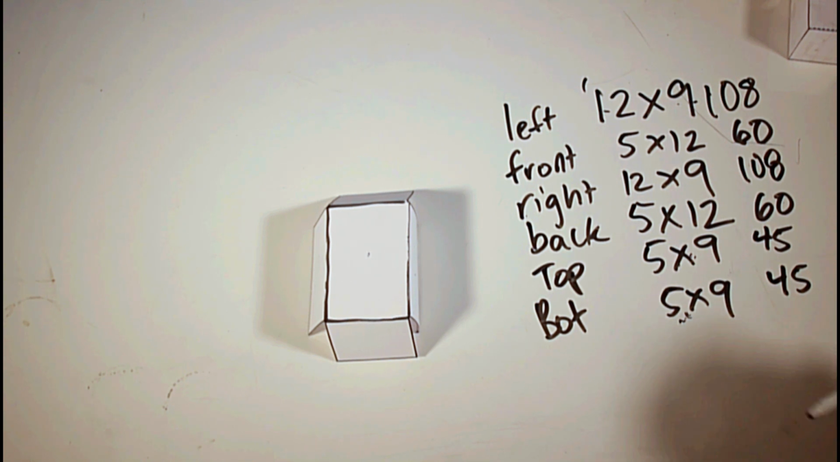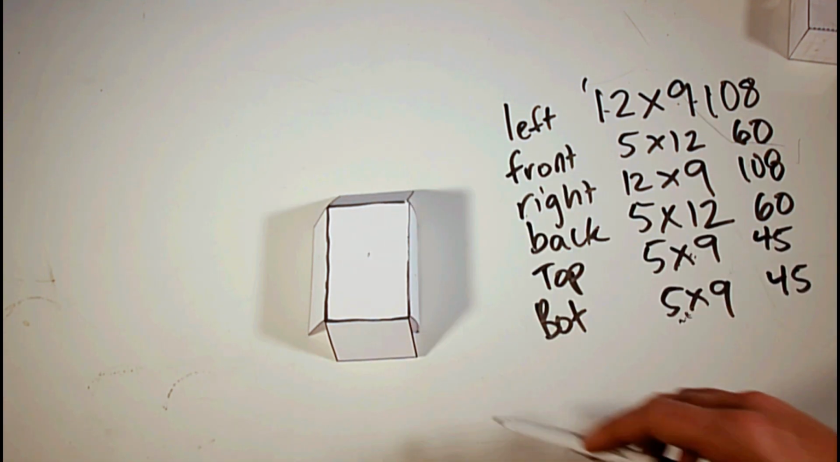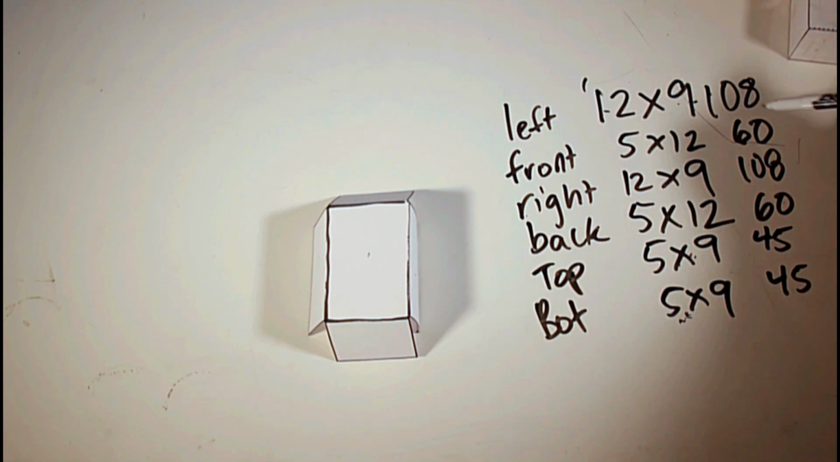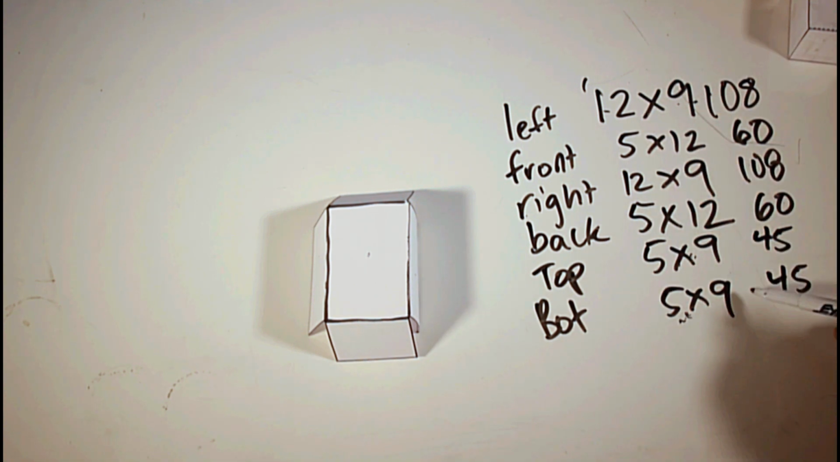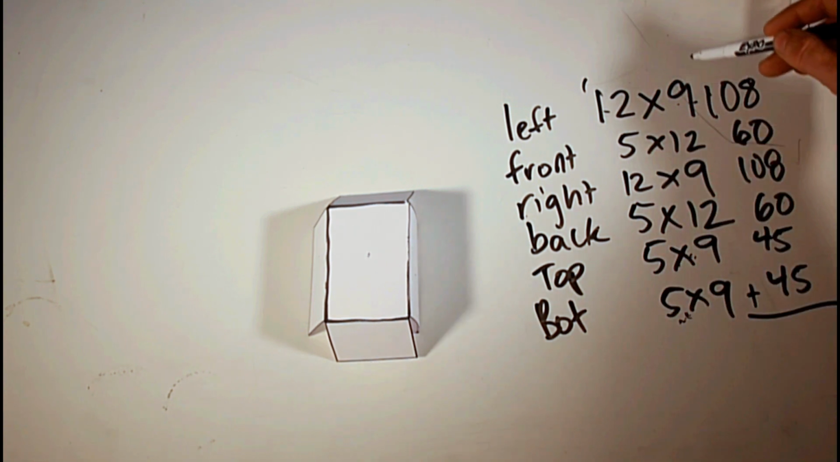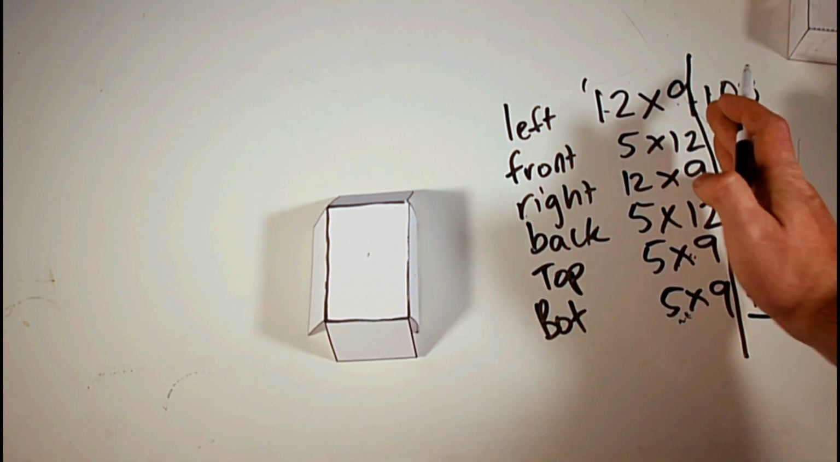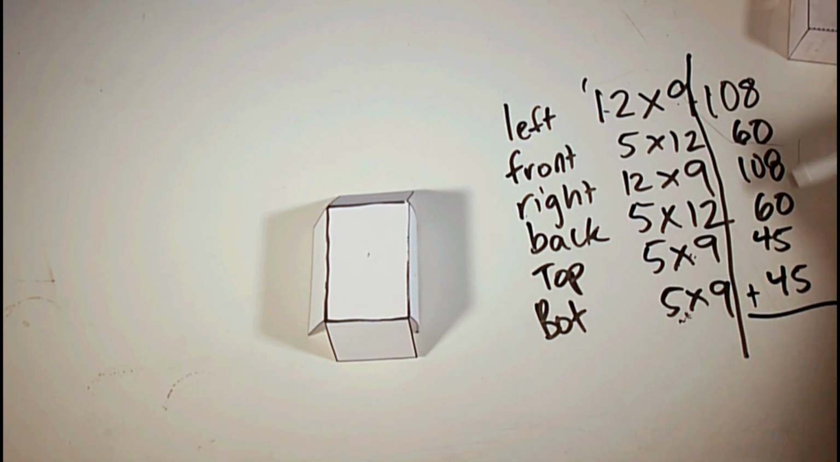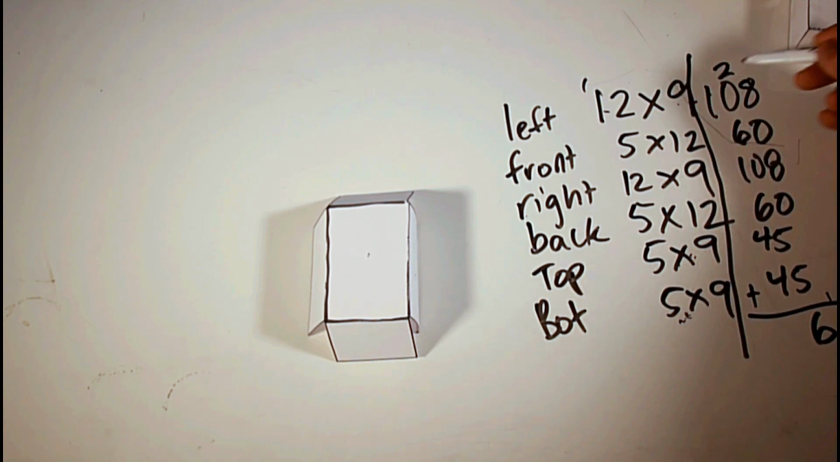Okay? So now, in order to find the total surface area of this whole shape, we're going to take the area of each face and add them all together. All right? I'm just going to draw a line right here to kind of block out our separate areas. So let's add up the ones. 8 plus 8 is 16. All right, and then we have 5 and 5, that's 10. 10 plus 16 is 26. So I'm going to carry the 2.